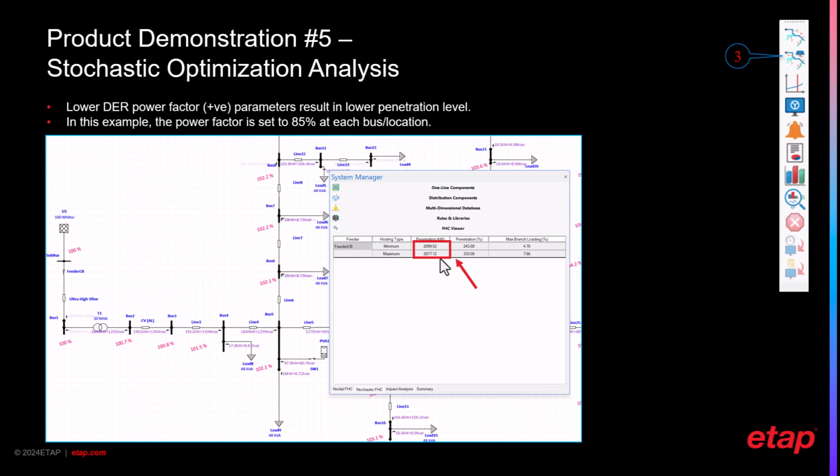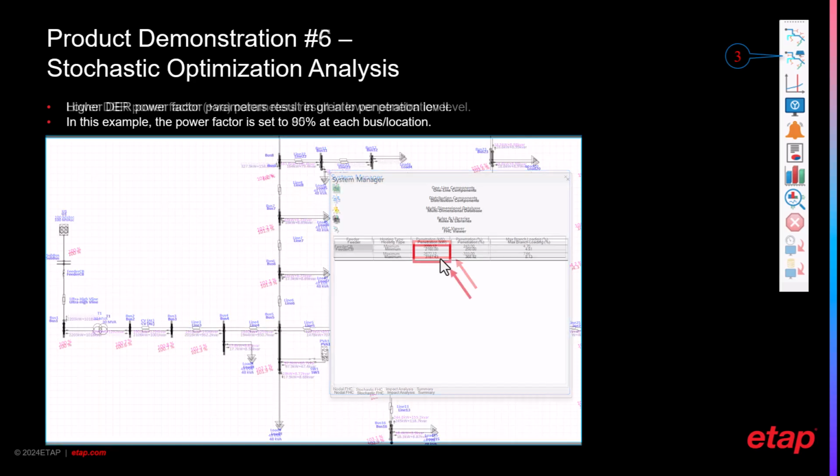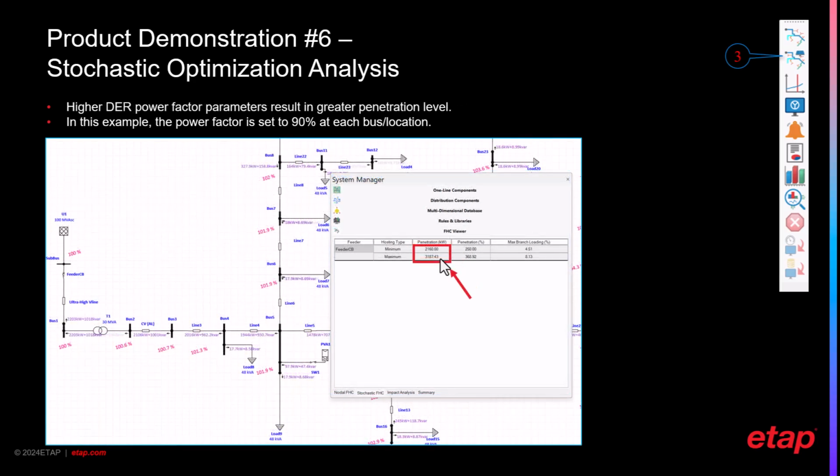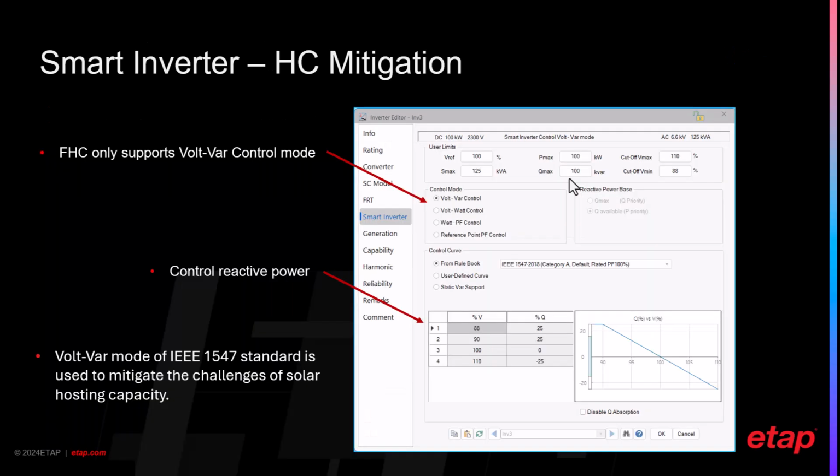However, if you were to change this power factor requirement to something higher, then you can accommodate more PV. So in this case, the power factor has been shifted to 90%, and therefore this affects your minimum and maximum hosting capacity as well. So the next analysis type is impact analysis.